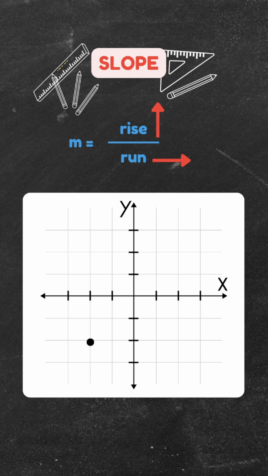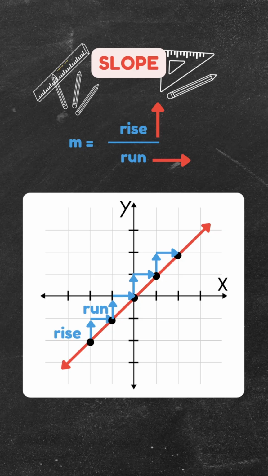Here's an example. If we have these points here, from one point to the next, we're going to go up. That's the rise. Then we're going to go to the right, that's the run. Then we plot our next point. So again, rise, up, to the right, run. Rise, run, rise, run. And then we could draw our line.